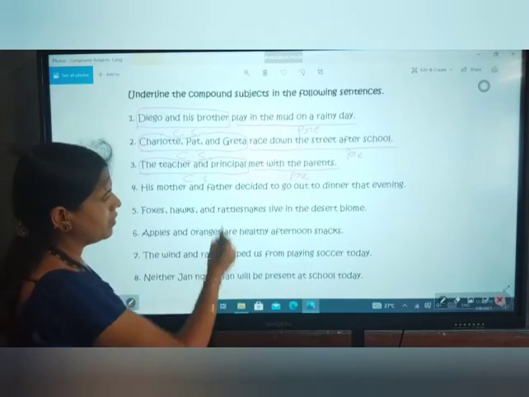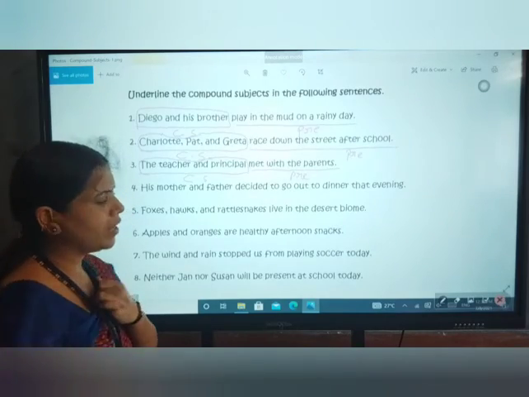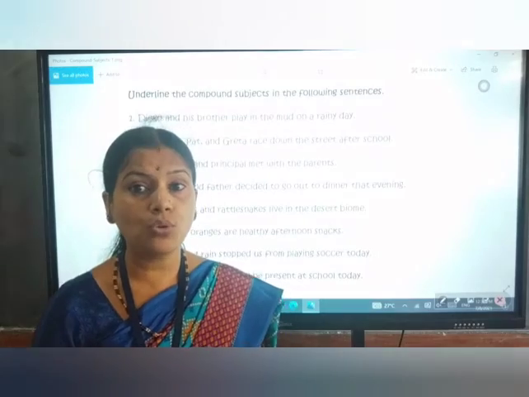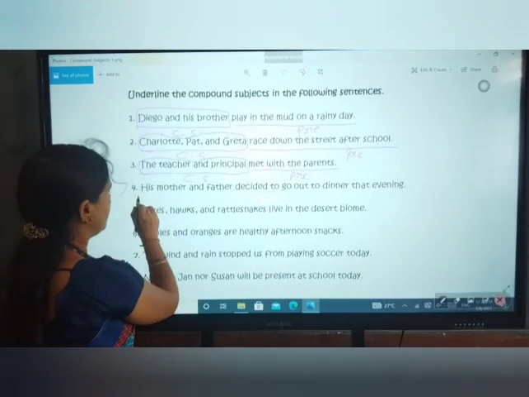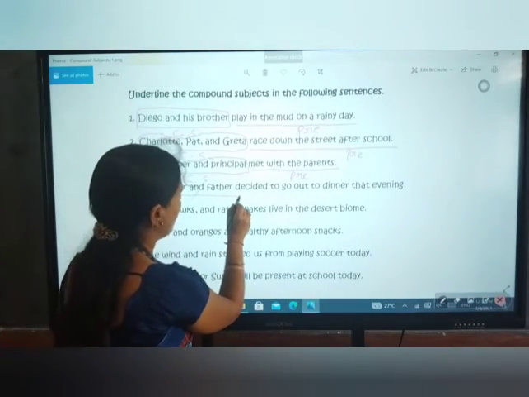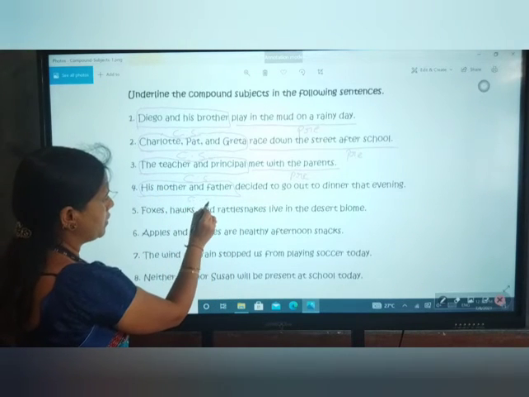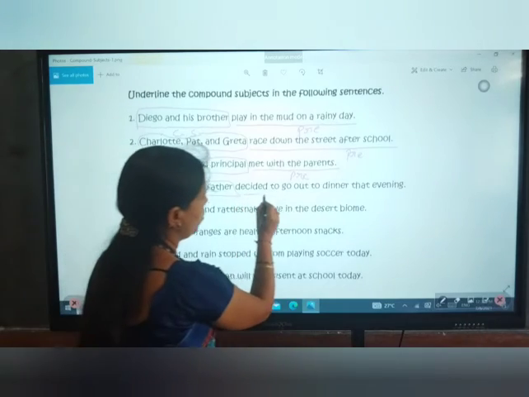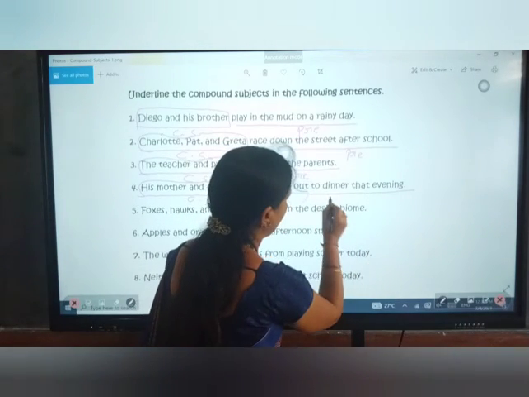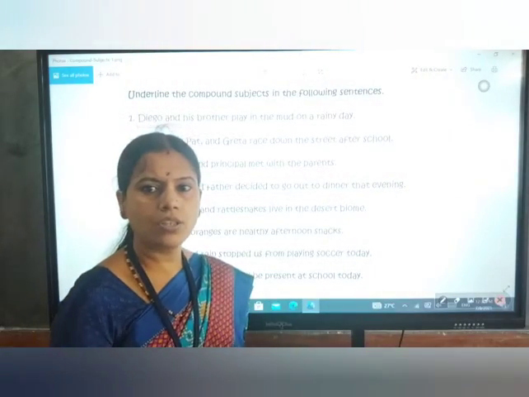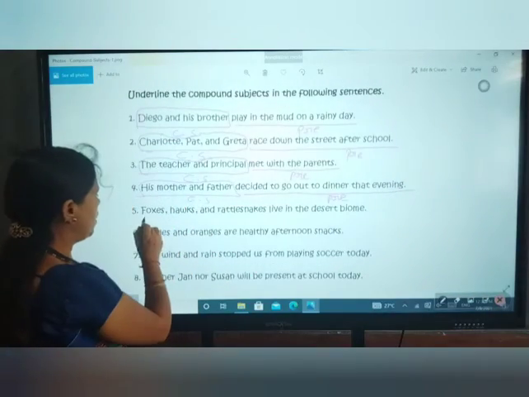His mother and father decided to go out to dinner that evening. When I ask you a question, who decided to go out for the dinner? Your answer will be his mother and father. His mother and father is the compound subject, and the remaining, decided to go out to dinner that evening, we can call as predicate. So let's go for the next one.